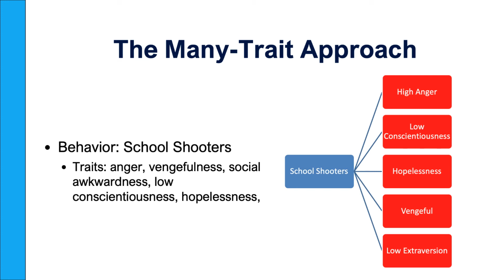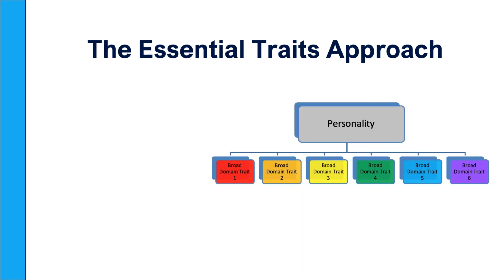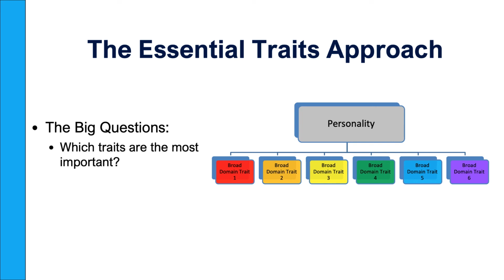So I've talked about the single trait approach, the mini-trait approach, and now the essential traits approach in studying traits. Researchers who have studied the essential traits are trying to figure out which traits are the most important traits to describe personality and how many of those traits there are. So the big questions are, which traits are the most important, and how many are there, and is it possible to create a taxonomy of traits?